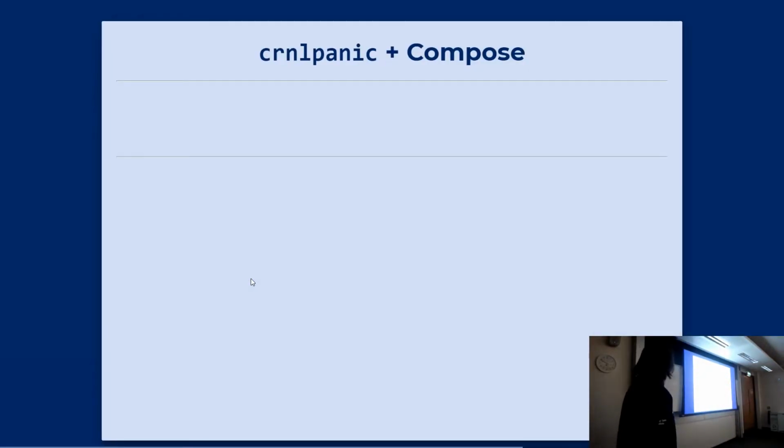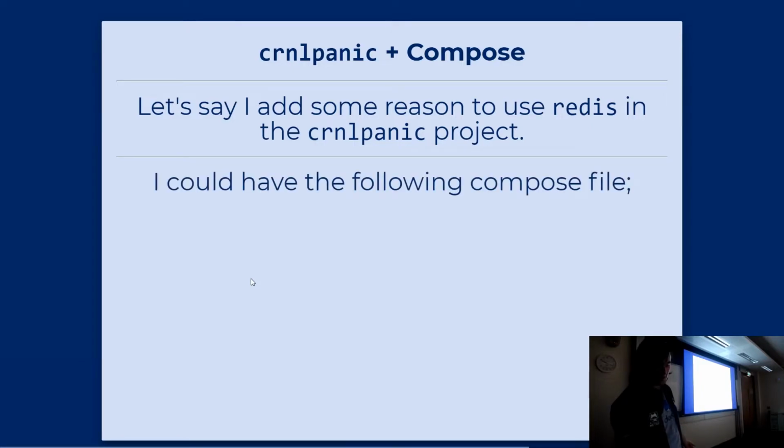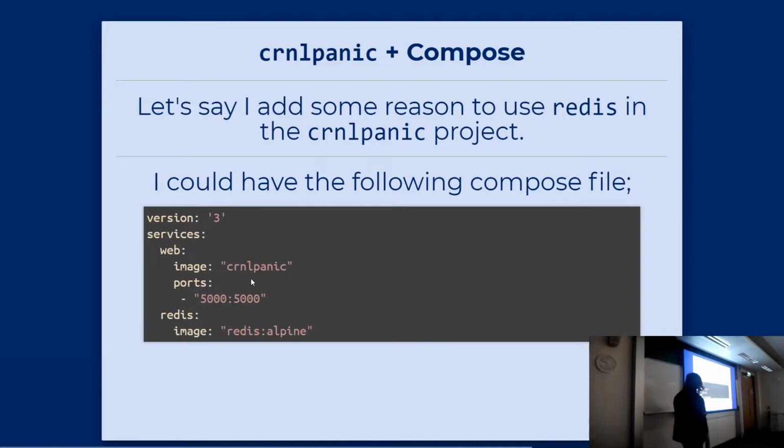But basically, I didn't have enough time to come up with a really clever use case for this. But let's say I want to use Redis with Kernel Panic for some reason, like maybe caching. So just pretend I have a reason to use Redis, which is a cache, with Kernel Panic. I could have the following compose file. This is all magic.